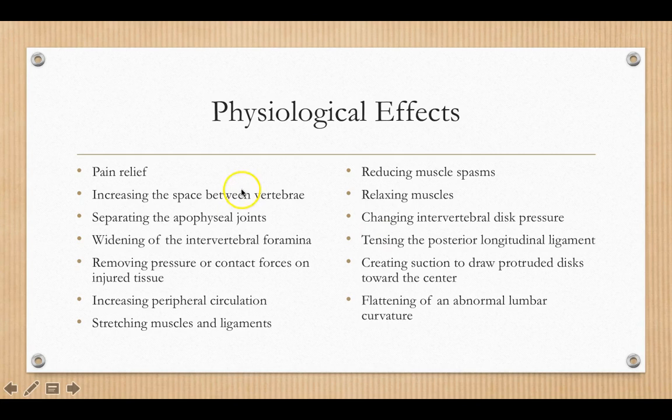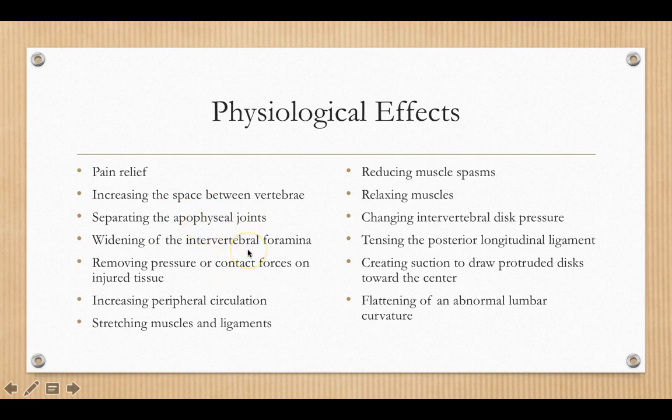So in general, we saw it on the flow chart. We talked about the forces that we need. These are most of the physiological effects that we end up targeting based on the different reasons that we would use traction. So pain relief, increasing the space between the vertebrae, separating the apophyseal joints or the facet joints. That's just another word for facet joints.